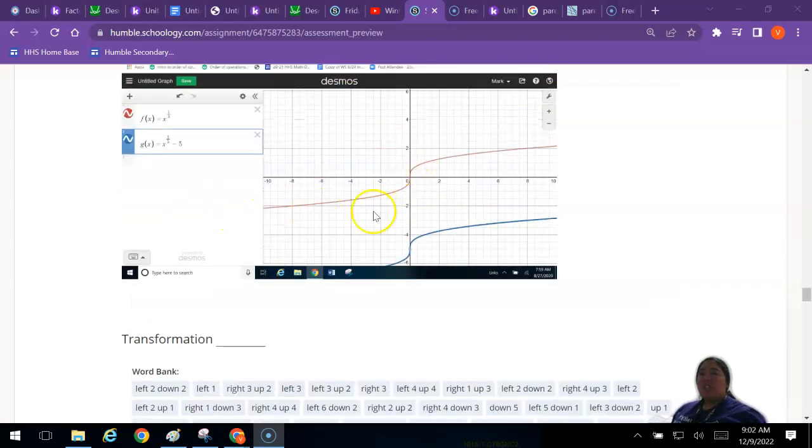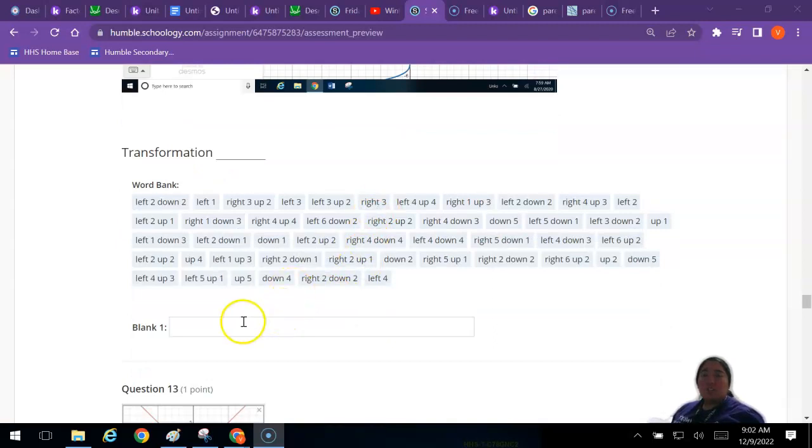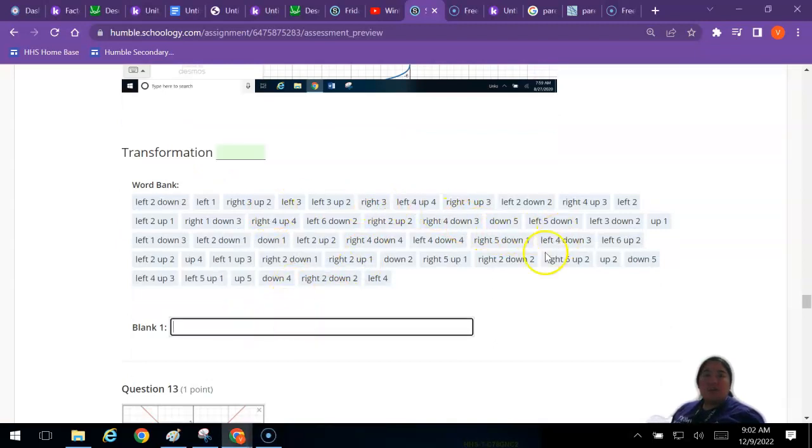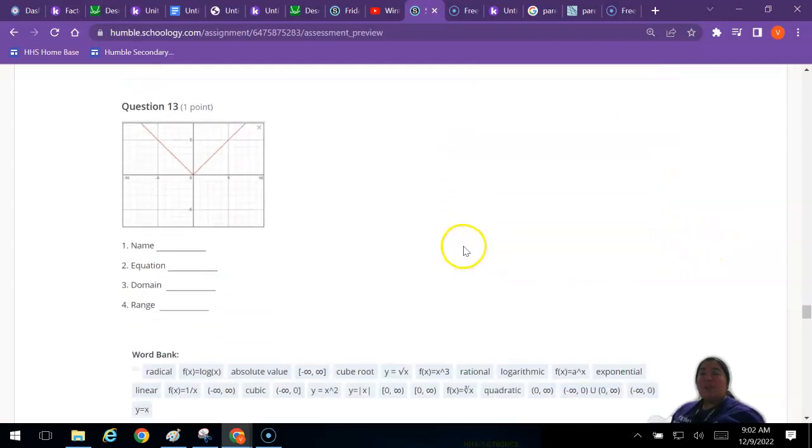But this one is just asking for the transformation. So you really don't even need to know what it is. How does it move? Down 5, right? So you're just going to put for that one, down 5. Down 4. Down 2. You find it. Oh, down 5. Okay.